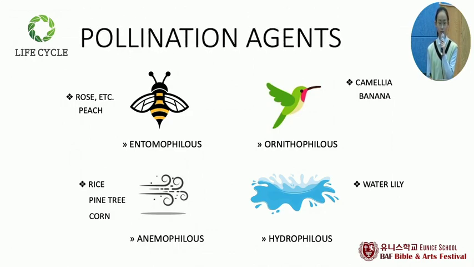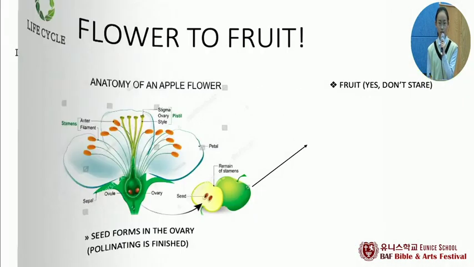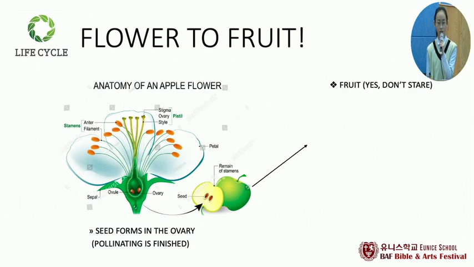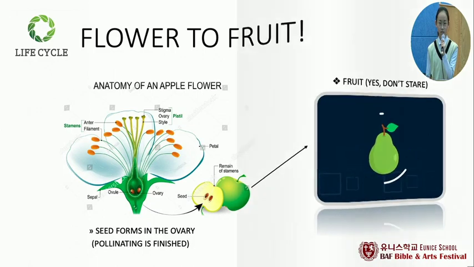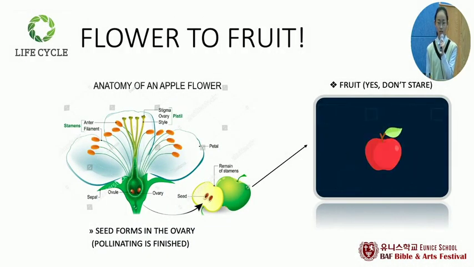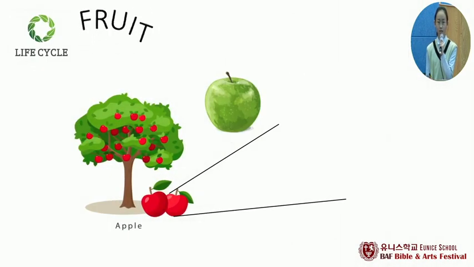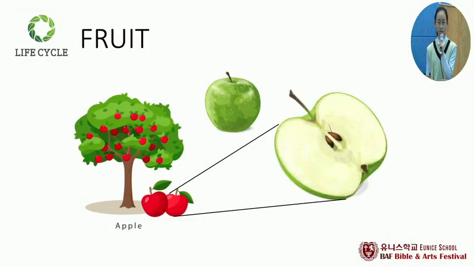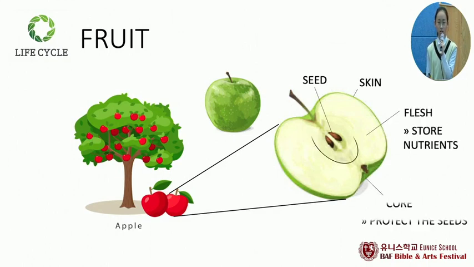Anyways, when pollinating is finished, the seed forms in the ovary. Then the ovary grows with the pistil and stamen and becomes a fruit. A fruit's job is to protect the seed and go far away to spread it. There are a lot of examples of this, but I will take an apple as an example. When you cut an apple in half, you can see its seeds. Additionally, it has thin skin, juicy flesh, and a hard core.